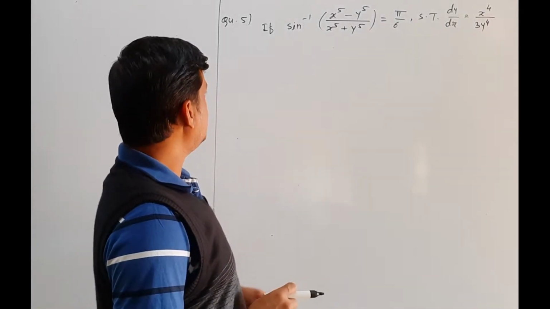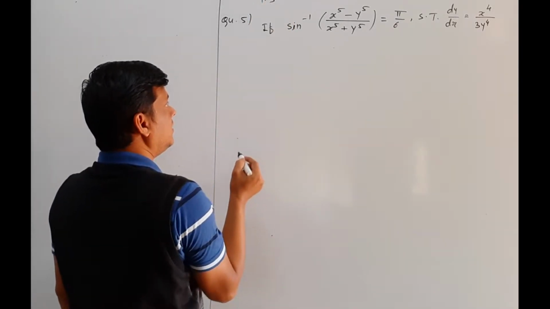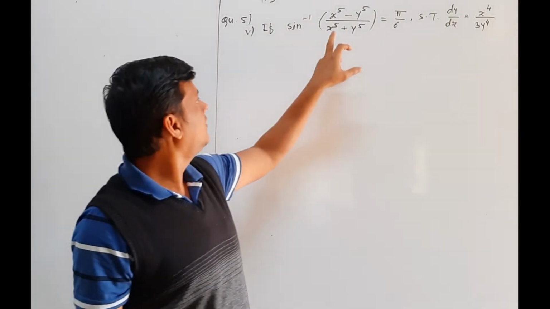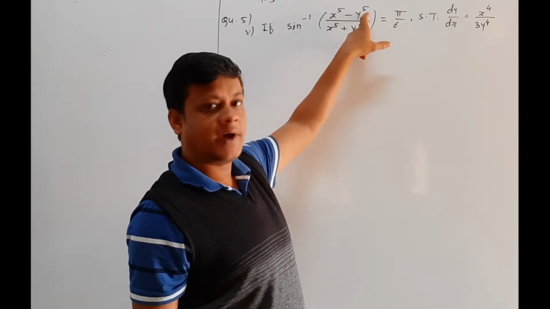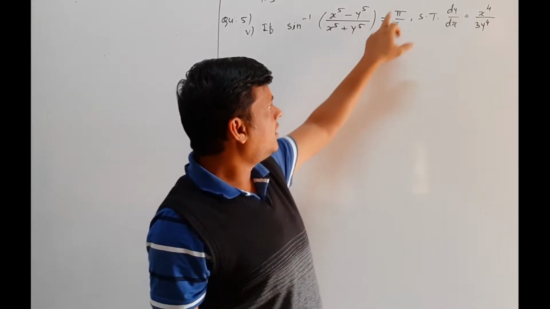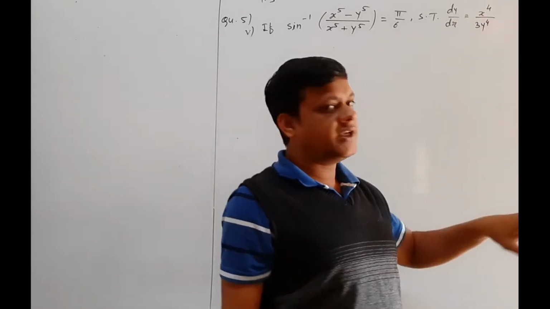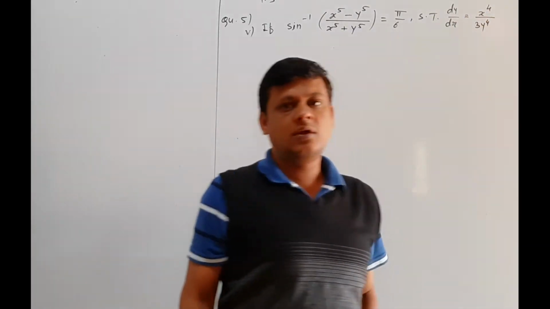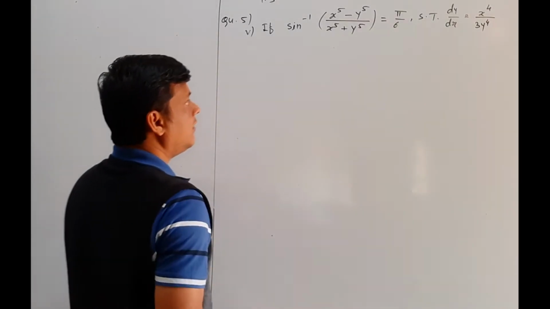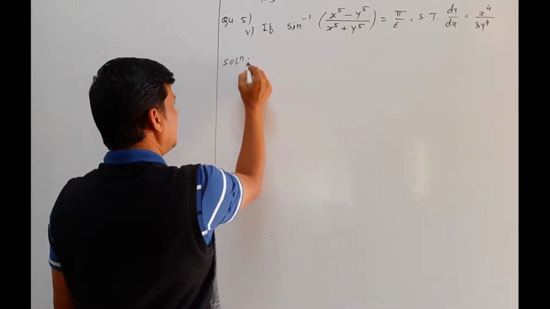Now see next question, question number 5 from exercise 1.3, sub question 5. If sin inverse of (x^5 - y^5)/(x^5 + y^5) is equal to pi by 6, show that dy by dx is equal to x^4 upon 3y^4. So first we have to simplify the given function, then we have to differentiate that. So write in solution given part.